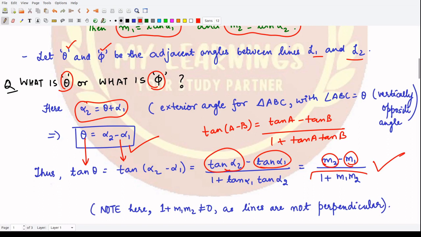And notice that this denominator is not equal to 0. Why? Because if your denominator 1 plus m1 m2 is equal to 0, in that case what would you have? You would have m1 m2 is equal to minus 1. So that would give you that the product of the slopes of the two lines is equal to minus 1. So it means that the two lines should be perpendicular to each other, right? However, we have taken the lines as not perpendicular, hence this denominator is never going to be equal to 0, correct?